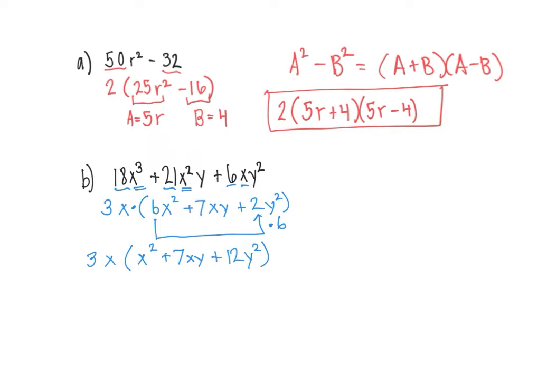Okay, so what we are going to do is try to find two numbers that multiply to get 12 and add to get 7. Well, that's 3 and 4. Because that is 3 and 4, when I factor this, I get (x plus 3y)(x plus 4y).